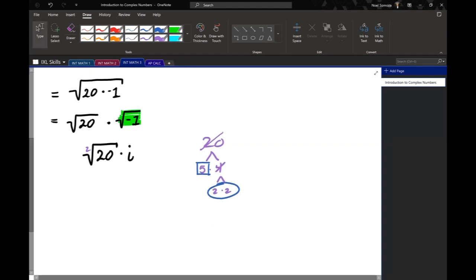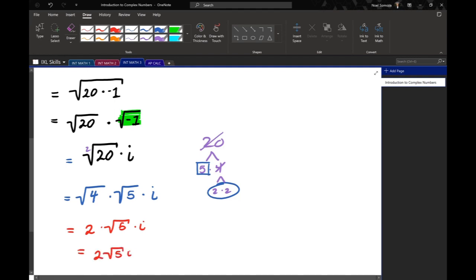Here's another way to look at it. I could take the square root of 20, and that could also be written as the square root of 4 times the square root of 5 times i. Now, we can't take the square root of 5 because we don't know what that is. It's not an integer. But we do know the square root of 4. The square root of 4 ends up being 2. So 2 times root 5 times i. And that would be the simplest way to write this. And there it is.